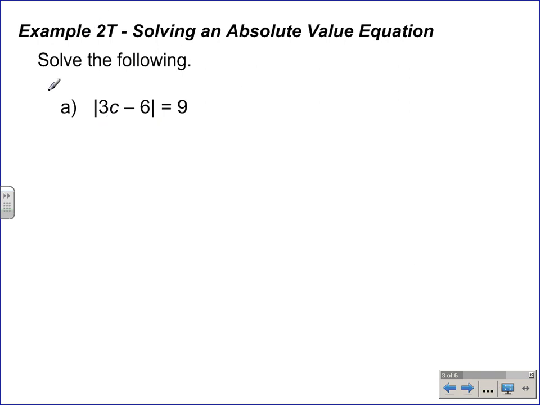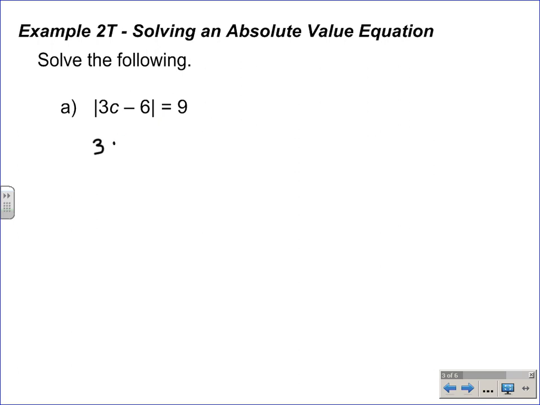Example 2, we're actually going to do two problems. We're going to do part A here, where we need to solve the following: the absolute value of 3c minus 6 is equal to 9. In this case, since the absolute value is already solved for, but there are operations inside the absolute value, we have to use the definition of absolute value to rewrite this as two equations, a compound equation, using the word or. We've seen those in the previous lesson, in lesson 4.5, when we talked about compound inequalities. This will just be a compound equation.